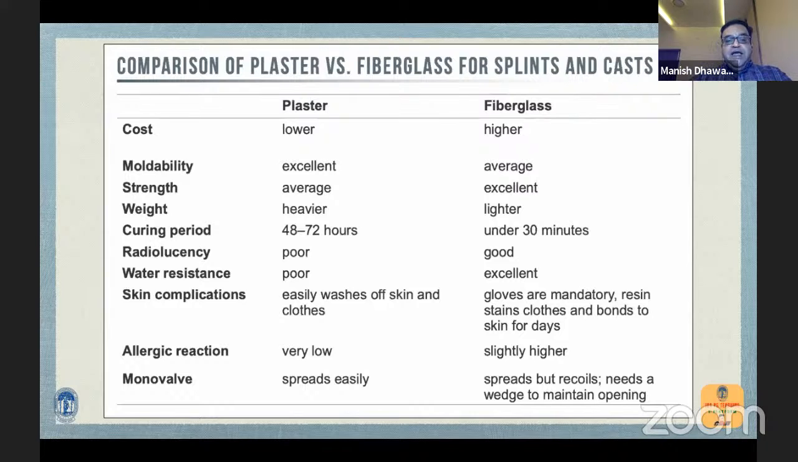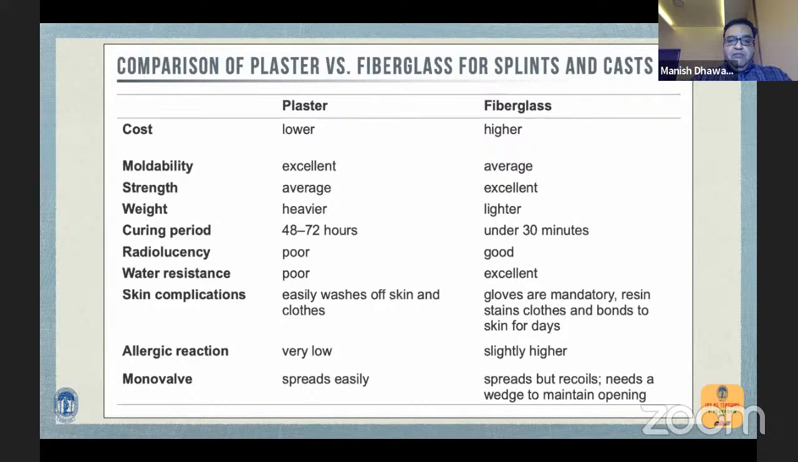Skin complication: once you have applied the plaster of Paris bandage, once it is dry, you can remove it. You can wash off the skin with water or with a wet cloth. But to apply fiberglass, gloves are mandatory because the resin can stain your clothes or stick to your skin, and it is very difficult to remove, and it can be there for days. In sensitive people, it can cause allergic reactions also. So in fiberglass, yes, but with POP usually there is no allergic reaction.